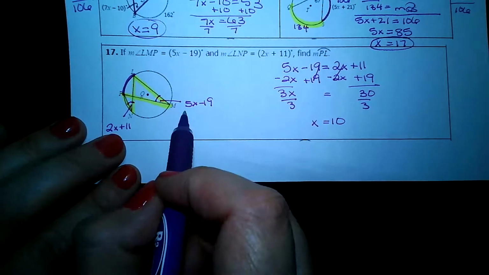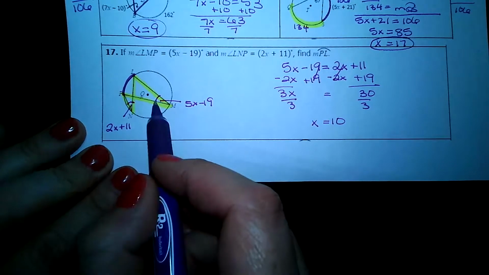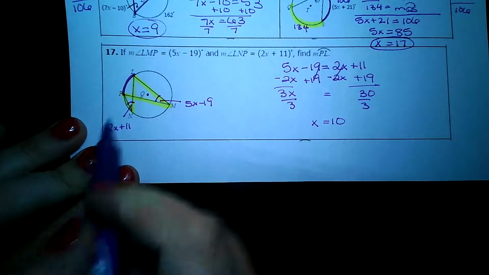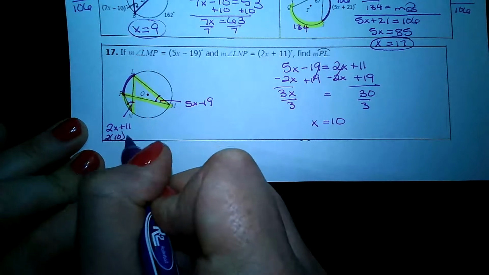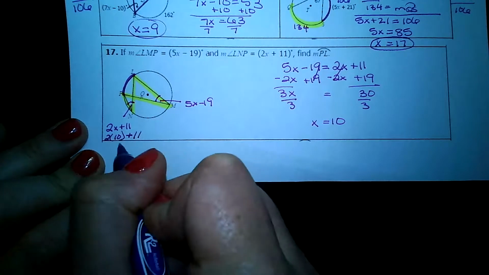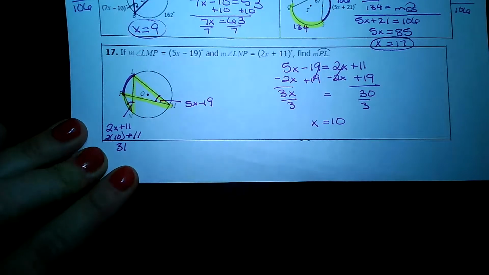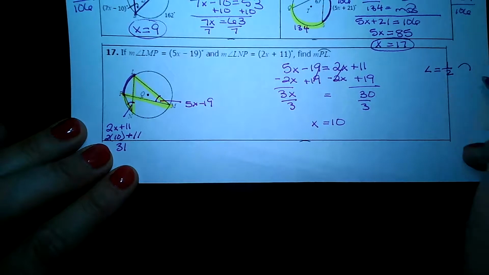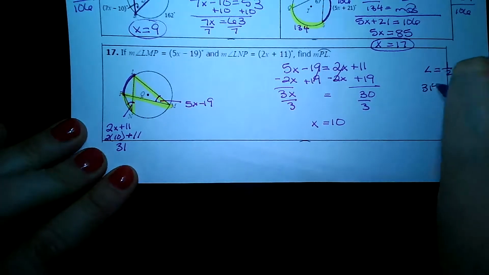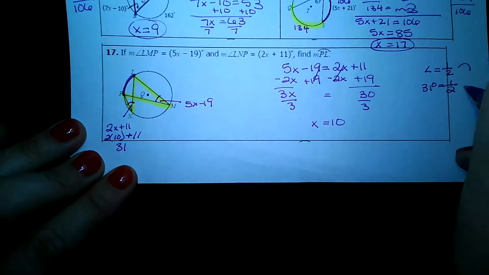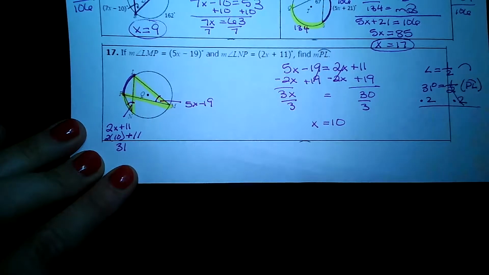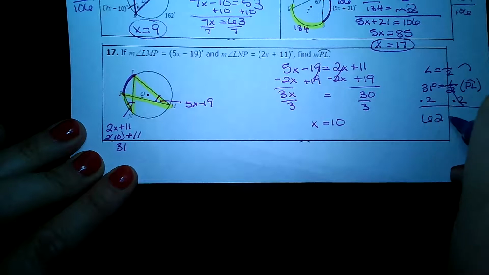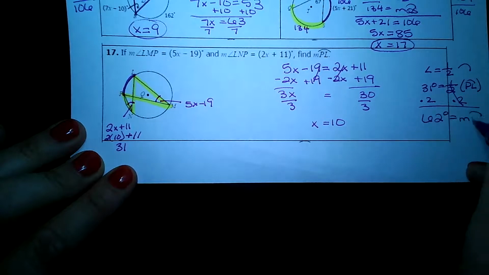Well, if I plug 10 into either one of these angles, I'll know the angle measure. This one looks easier. 2 times 10 is 20, and 20 plus 11 is 31. Now our inscribed angle pattern says that the angle is equal to 1/2 of the arc. So the 31 degree angle is equal to 1/2 of PL, arc PL. So I need to multiply by 2. 31 times 2 is 62 degrees for the measure of arc PL.